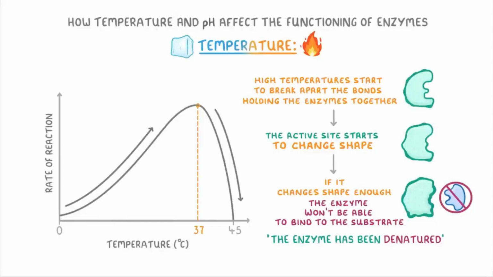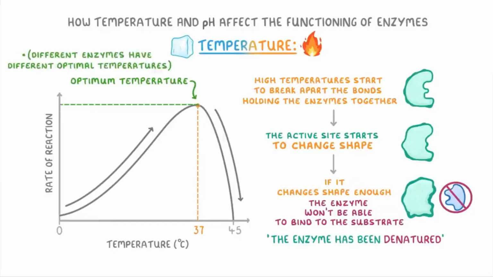Another important term to know is the optimum temperature, which is this temperature here at which the rate of reaction is highest. So in this case, that would be 37 degrees. All enzymes have an optimal temperature, but different enzymes will have different optimal temperatures.